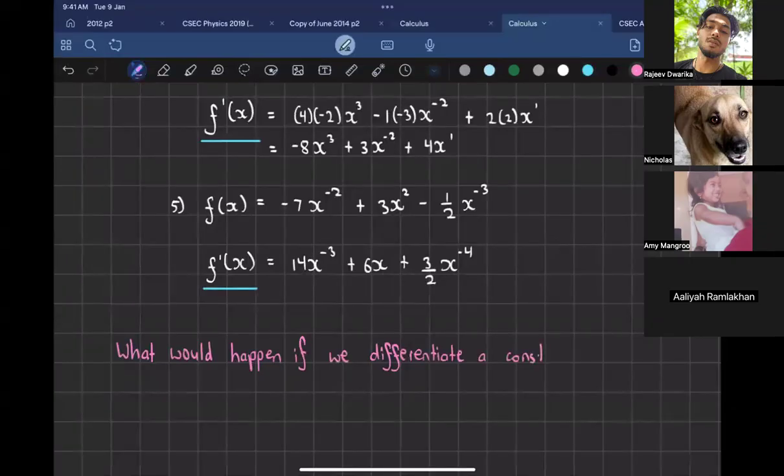What is a constant? I want somebody to tell me what is a constant. A number by itself. Yes. A constant is just a number by itself.